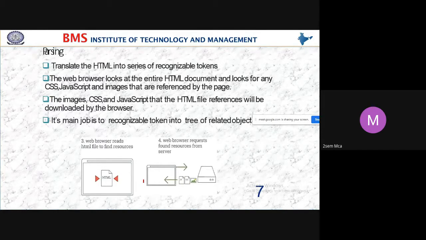So parsing is nothing but translating the HTML into a series of recognizable tokens. Whatever we are writing in an HTML document will be translated into a machine-understandable series of recognizable tokens. Whichever tokens the machine recognizes, in that recognizable form the code will be translated.